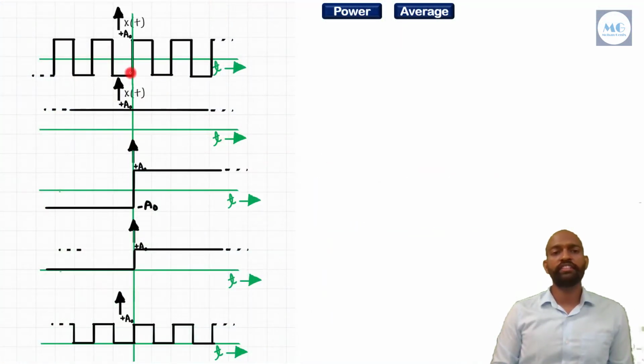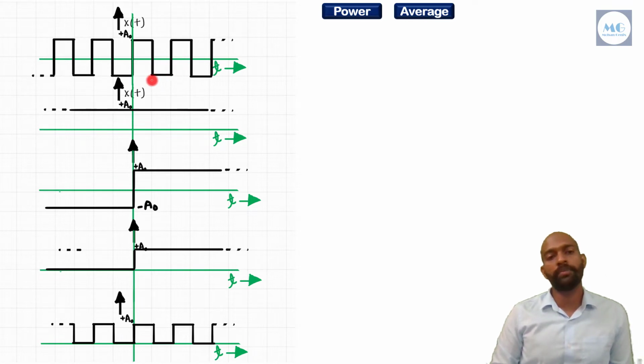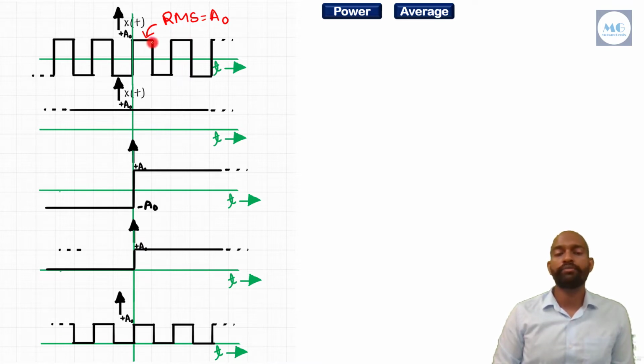As you can see, we have to calculate the power of these signals and the average value of these signals. So what will be the power of this signal? As we already know, the RMS value of this kind of square wave is A naught. If you have any doubt, you can calculate it through its formula also. But as of now, you know that the RMS value of this square wave is A naught.